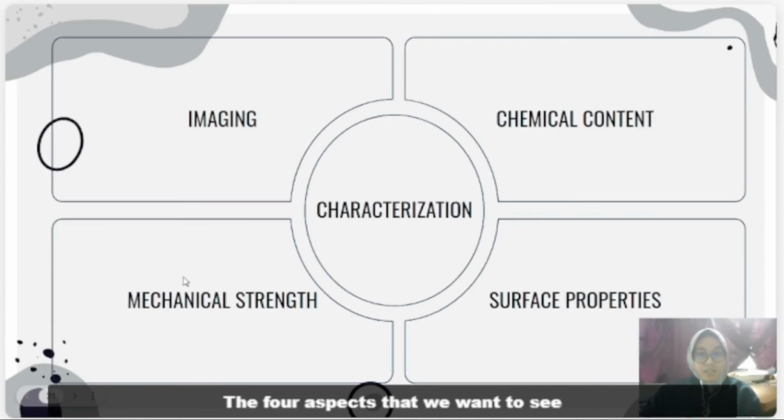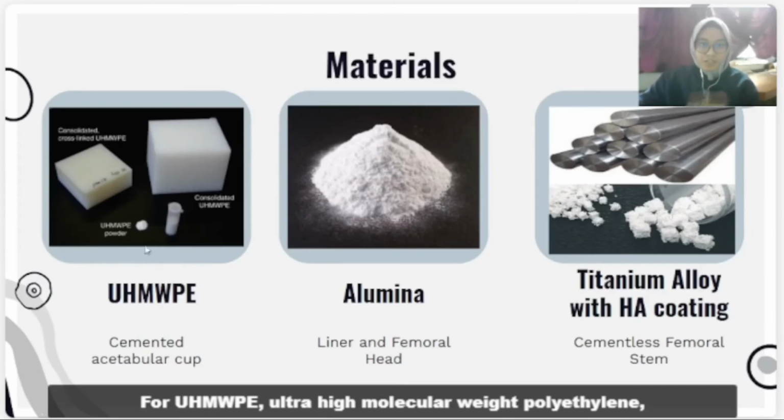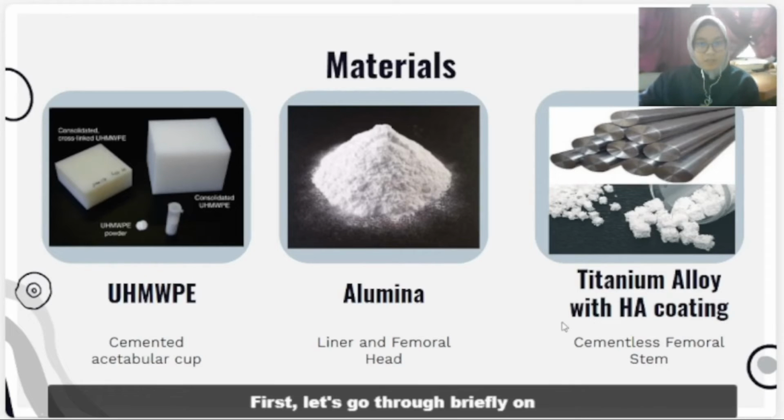The 4 aspects that we want to see are imaging, mechanical strength, identification of chemical content, and the surface properties. For UHMWPE, ultra-high molecular weight polyethylene, alumina, and titanium alloys with hydroxyapatite coating. First, let's go through briefly on the characterization of each material.